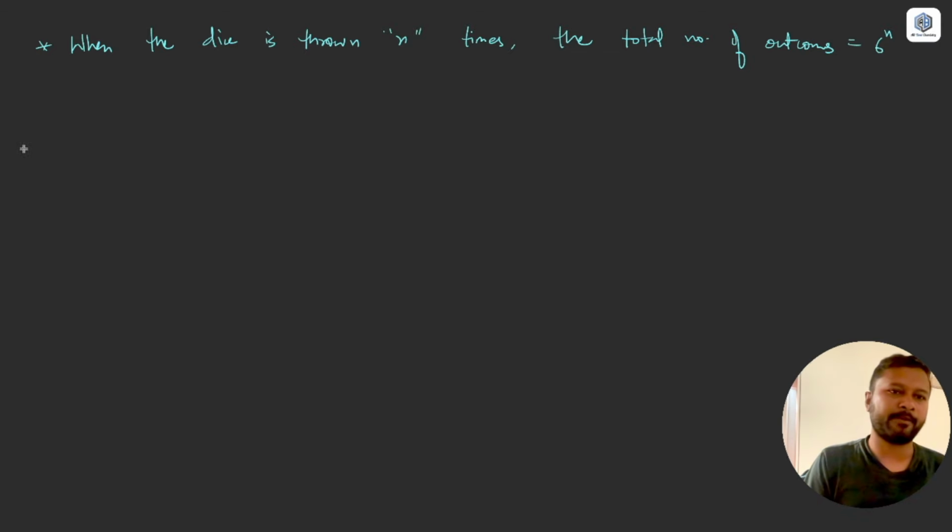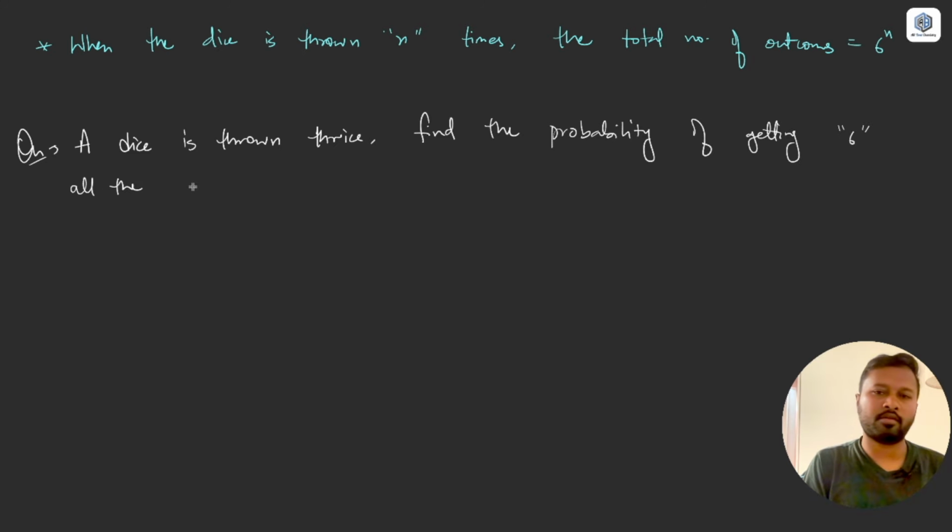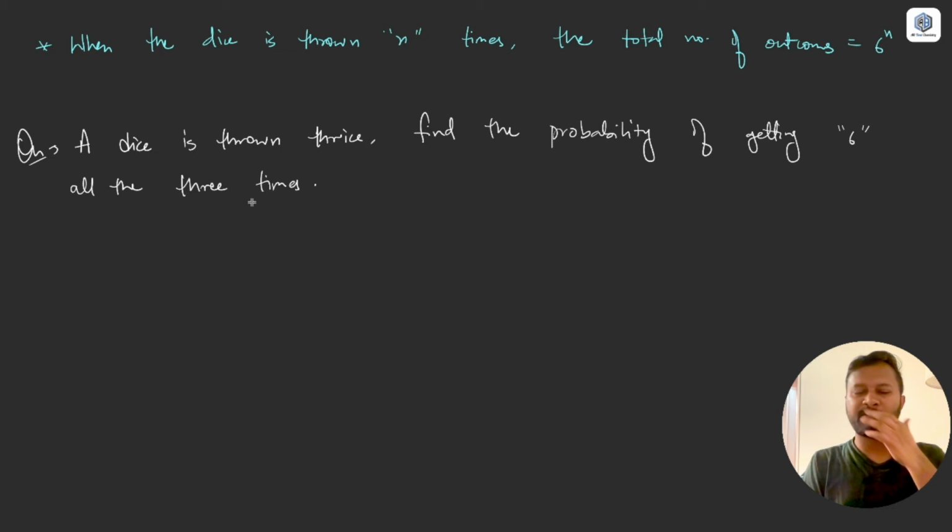Let's take a question. Okay, let's say the question says that a dice is thrown 3 times, or thrice. Find the probability of getting 6 all the 3 times. Okay, that's the question, let's say.